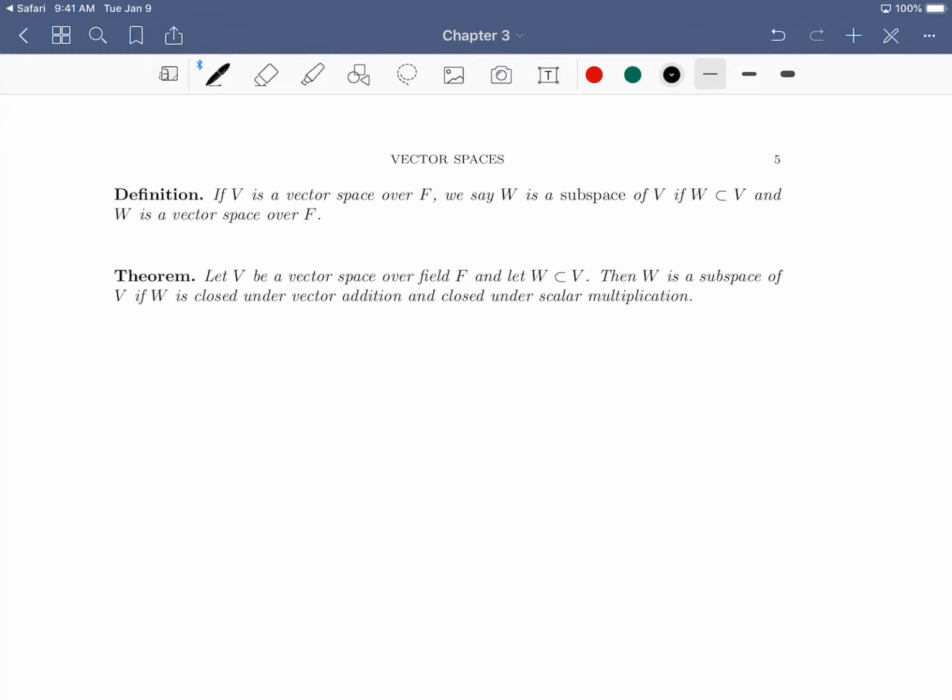All right, we have one last topic to wrap up chapter 3. So this is a definition of a subspace. We have a vector space V, a field F, and then W is called a subspace of V if two things hold. First, W is a subset of V, and second, W is a vector space. So we have a large vector space V, and then we have W contained in V, and it's a vector space also. That's when we call it a subspace.